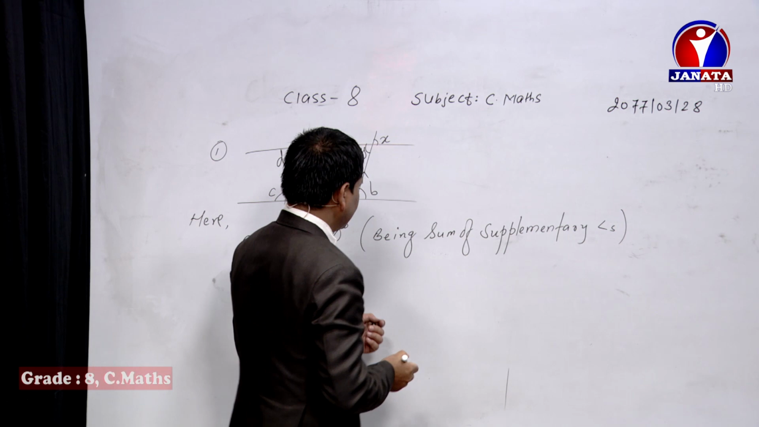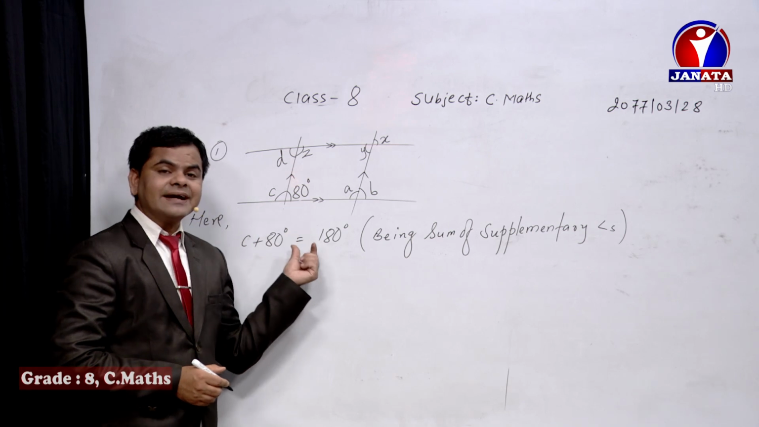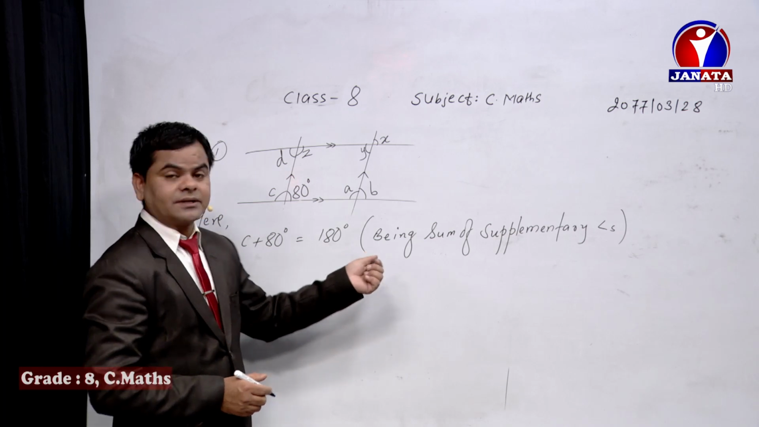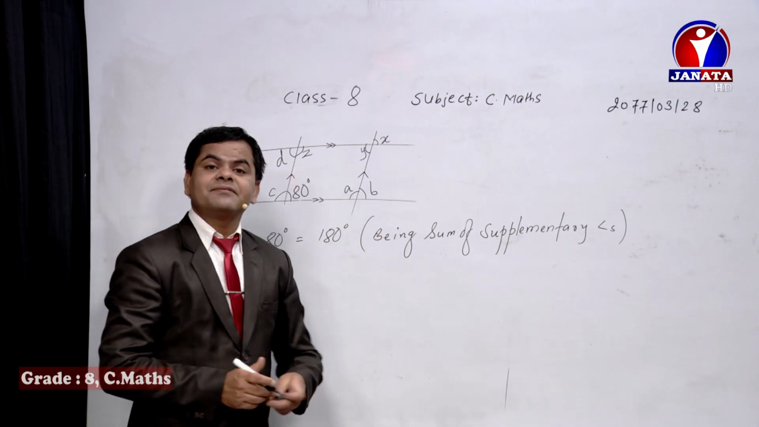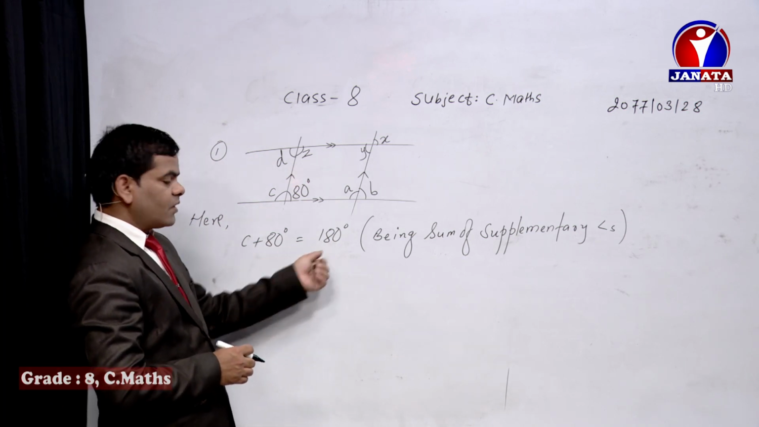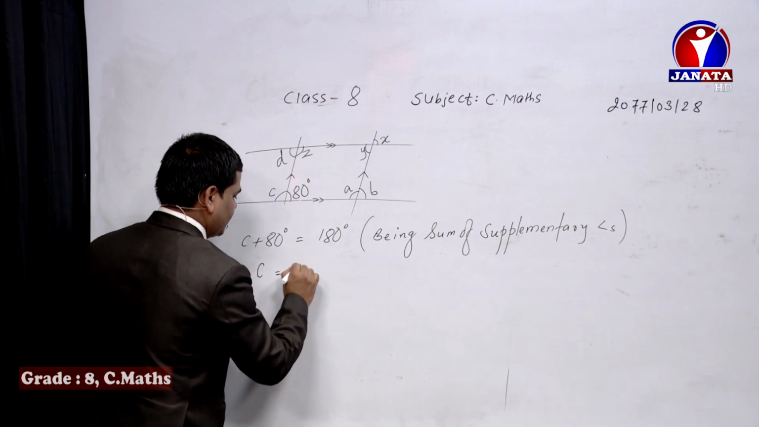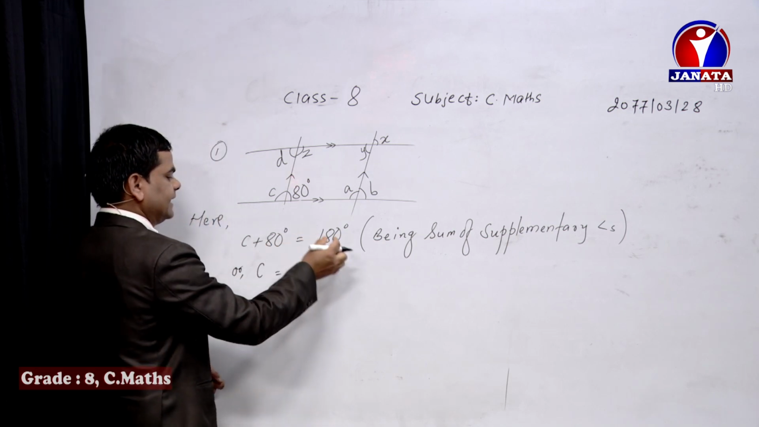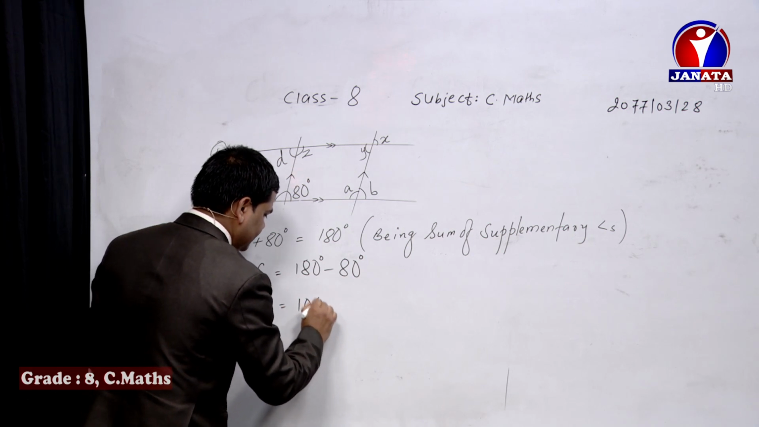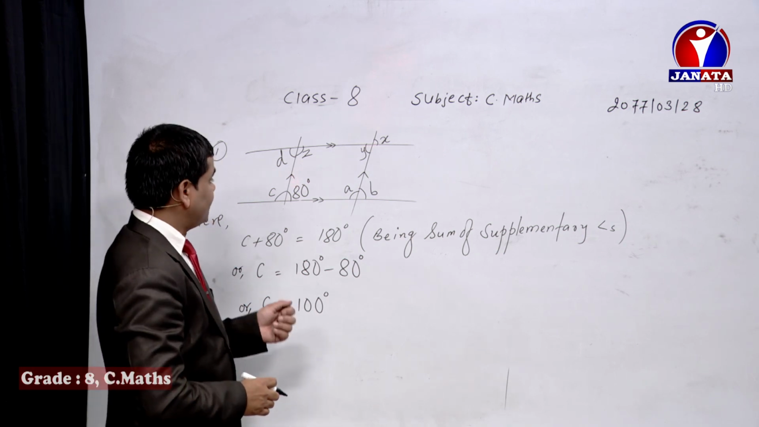By doing so, it shows that you have written the reason for this statement. After writing the statement, if necessary to be clear about the reason, at that time you need to clarify the reason as well. So C plus 80 degree equals 180 degree. Then what will be the value of C, dear student? C equals 180 degree. By taking 80 degree to the right hand side, it will be minus 80 degree. So the value of C came as 100 degree. Now we got the value of C.